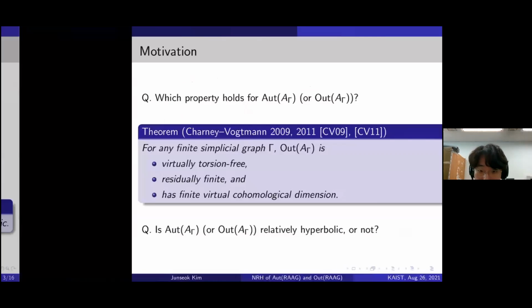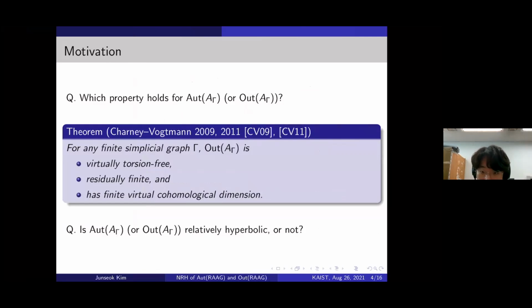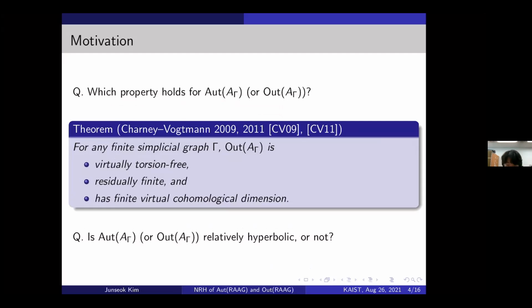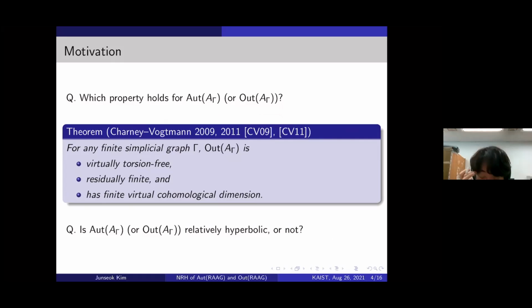And this viewpoint gives another natural question then. Which properties hold for Aut(A_Gamma) or Out(A_Gamma)? Surprisingly, the properties which I mentioned on the previous slide hold for any Out(A_Gamma). As Out(F_n) and GL_n(Z) are not relatively hyperbolic, we can ask whether Aut(A_Gamma) or Out(A_Gamma) are relatively hyperbolic or not. This is the general motivation of our research.